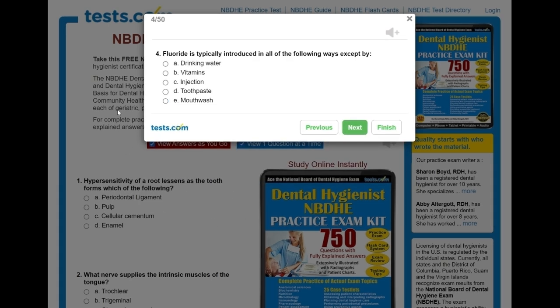Question 4. Fluoride is typically introduced in all of the following ways except by A. Drinking water. B. Vitamins. C. Injection. D. Toothpaste. E. Mouthwash.